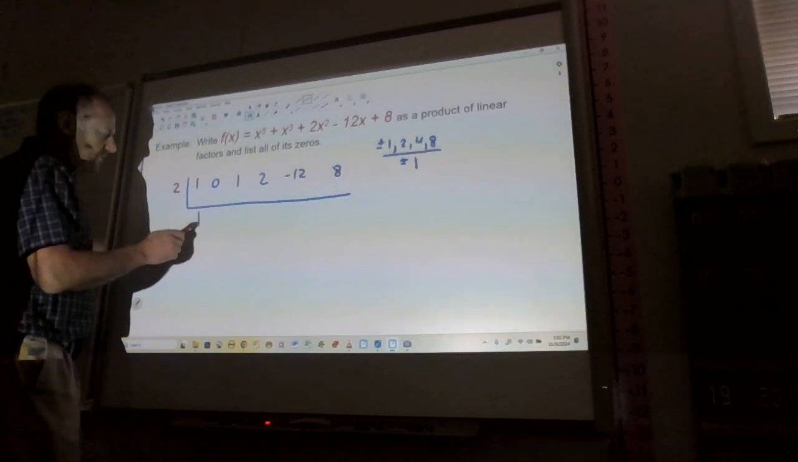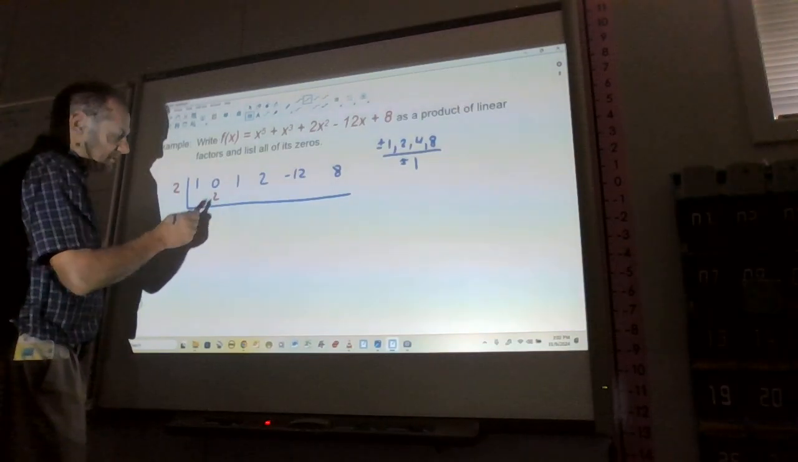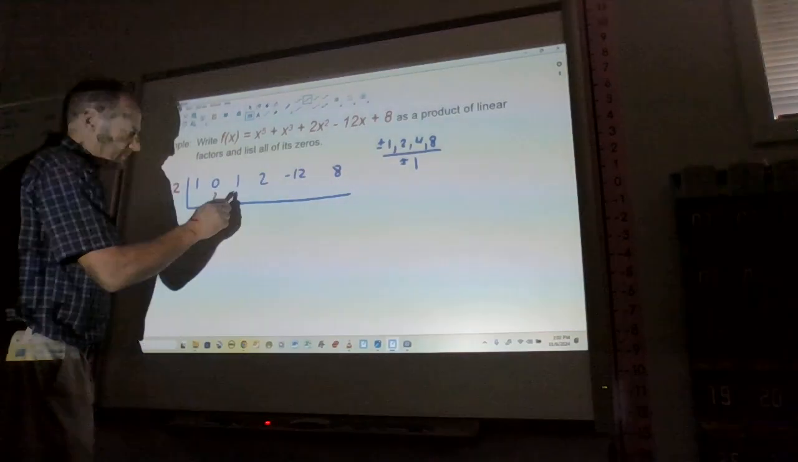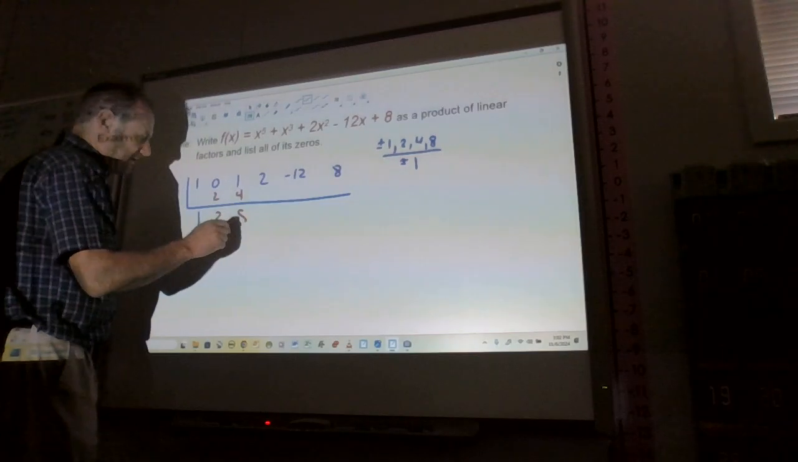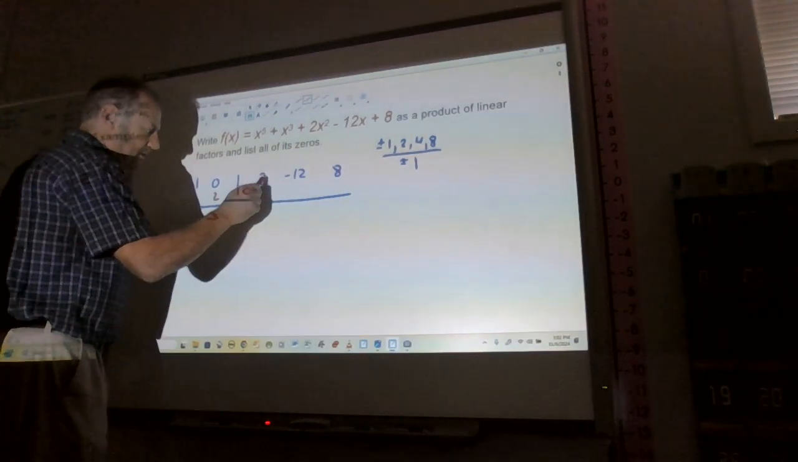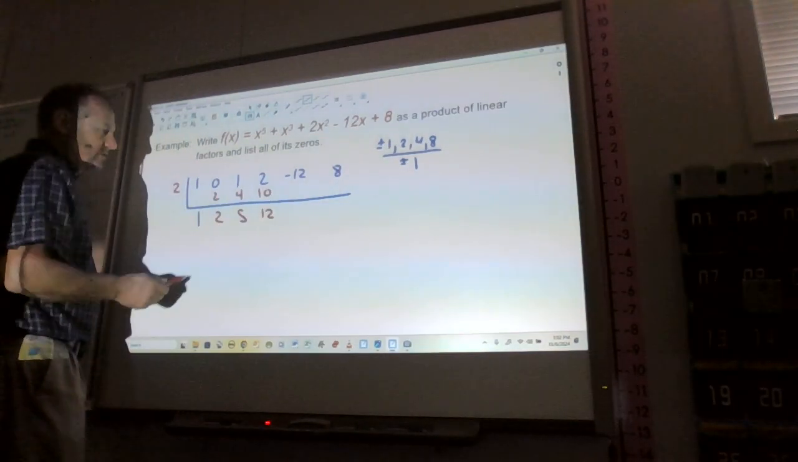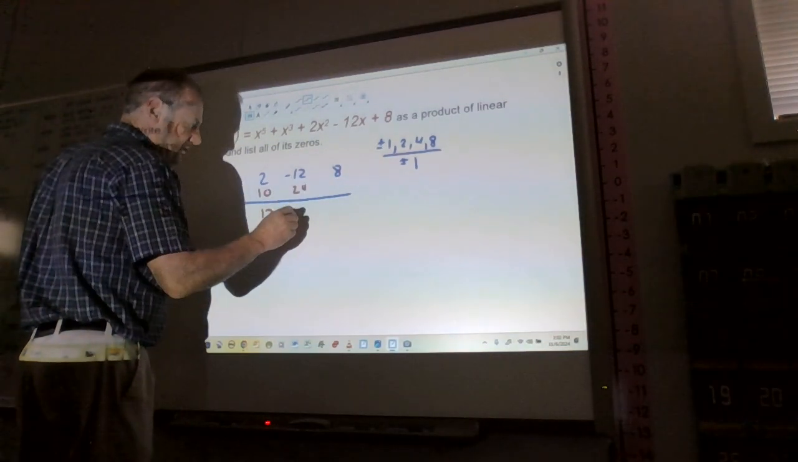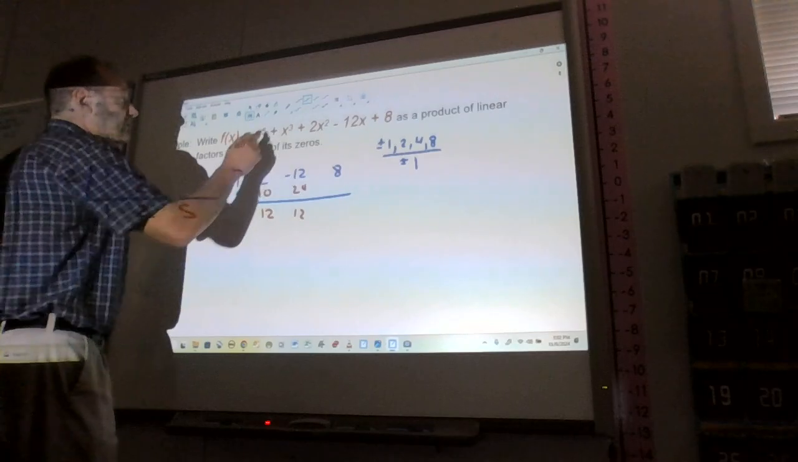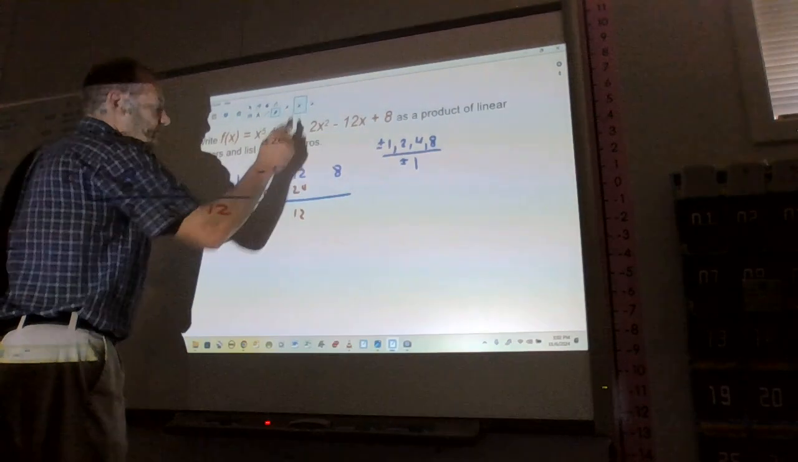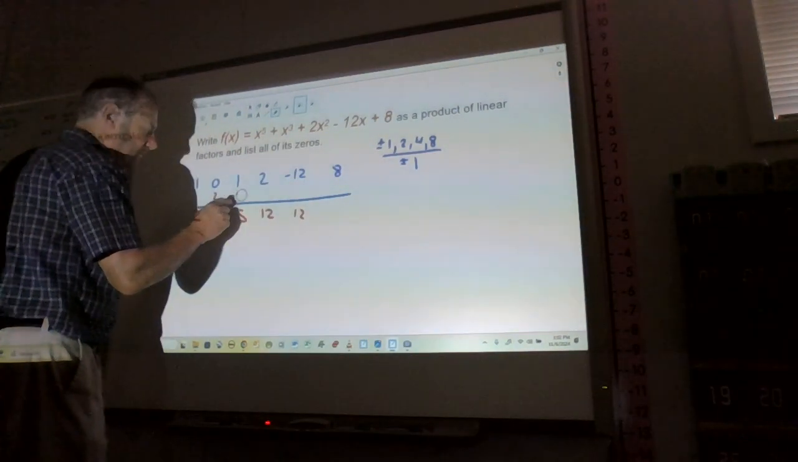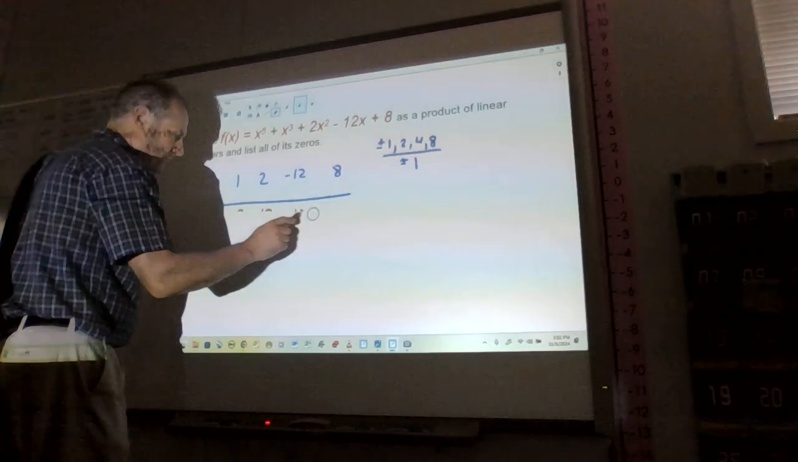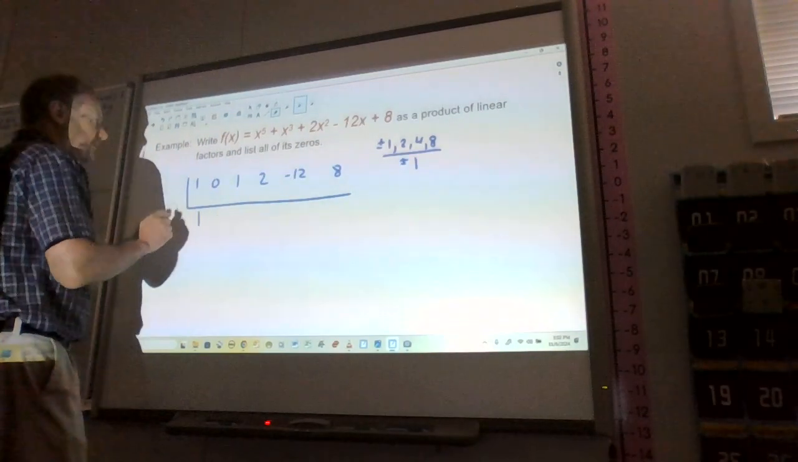Okay, so 2 times 1 would be 2. That's 2. 2 times 2 is 4. That would be 5. That's 10. That would be 12. 24. That would be 12. Nope, too big. Okay, so that one didn't work. So we'd start over, right?